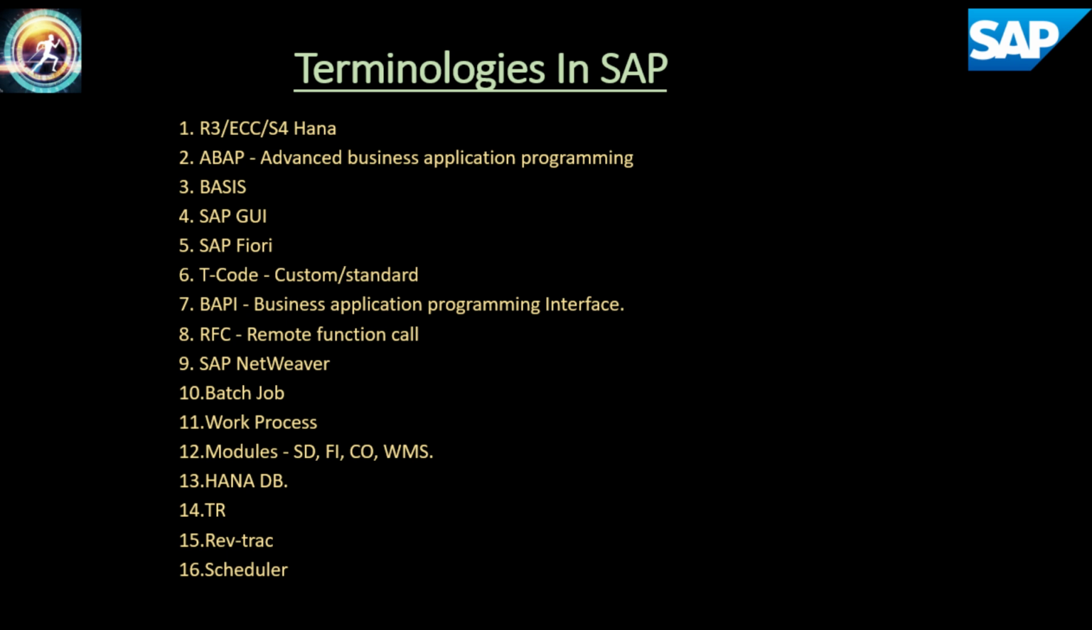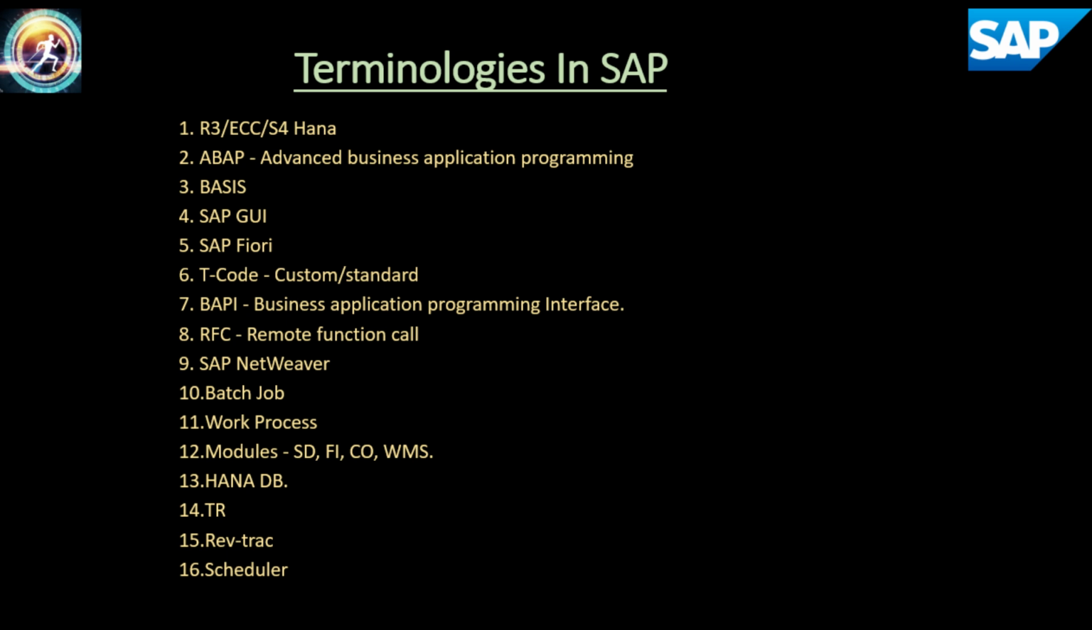Under work process, there are different types: dialog work process, background process, update process, enqueue, spool. So there are different kinds of work processes. While talking about it in the coming sessions, we'll be talking in detail about this.